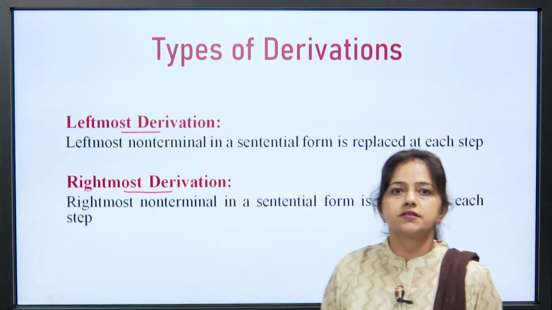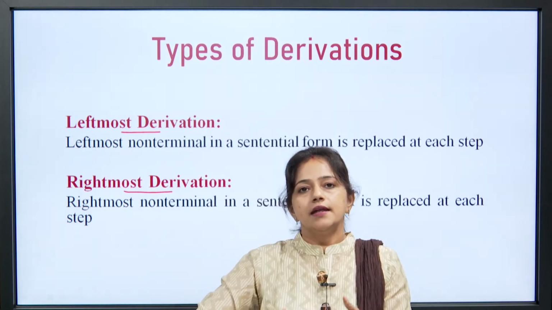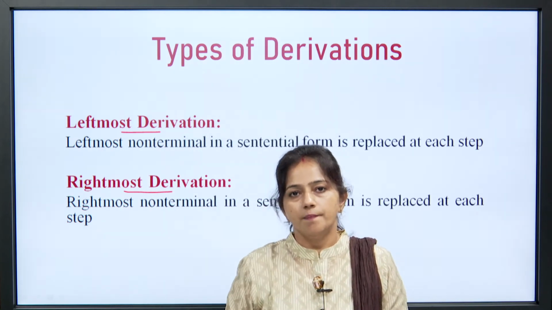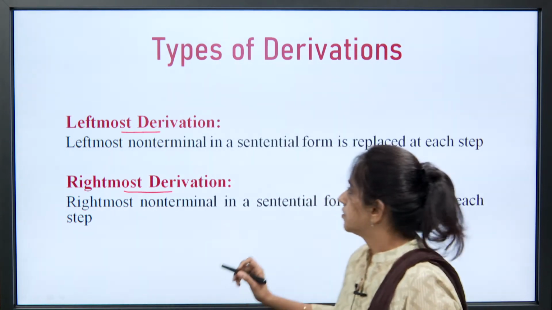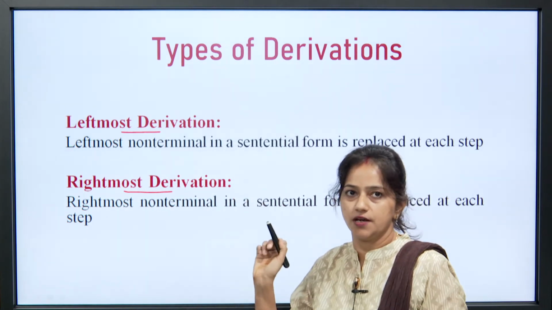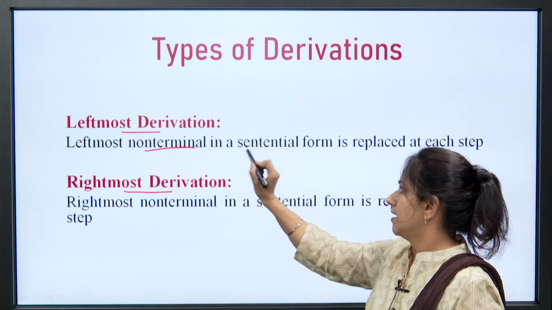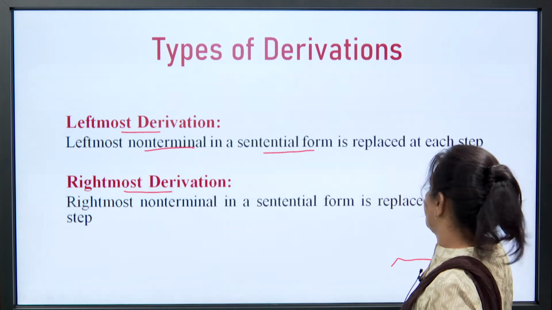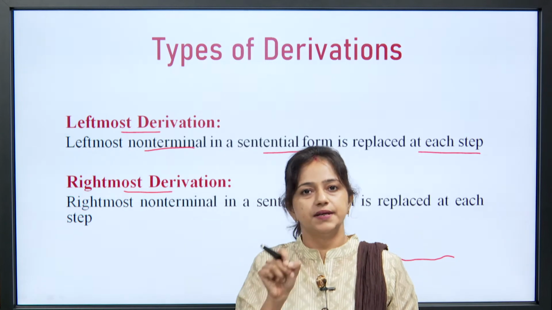In leftmost derivation, when we do the derivation, in every step or in every sentential form, we replace the leftmost non-terminal first. That derivation is called a leftmost derivation. So, in leftmost derivation, the leftmost non-terminal in the sentential form is replaced at each step. At each step we replace the leftmost non-terminal first.